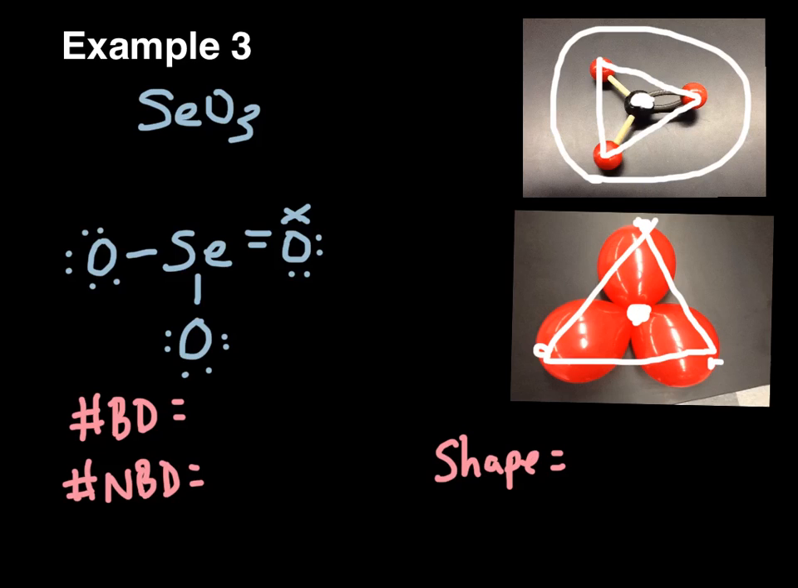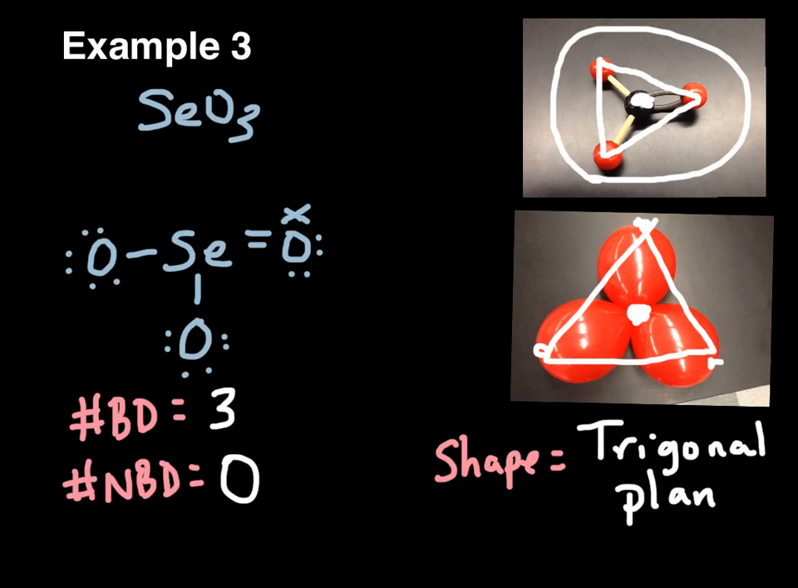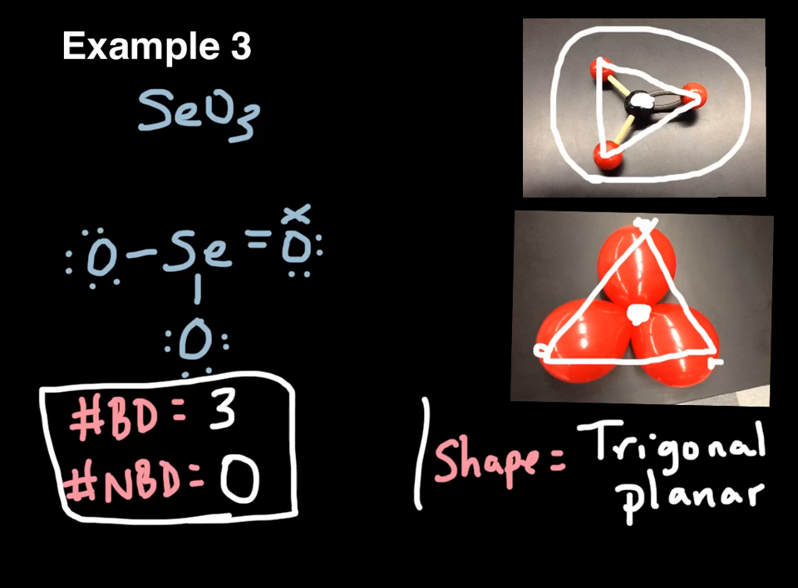The number of bonding domains for this, looking around the central atom only, is 3. The number of non-bonding domains, there are no dot dots on the central atom, so that's 0. And this shape is called trigonal, because it's a triangle. Trigonal planar. The planar means that they're all on one flat plane. They'll lay flat in there. So anytime you have 3 bonding and 0 non-bonding, that shape is going to be trigonal planar.